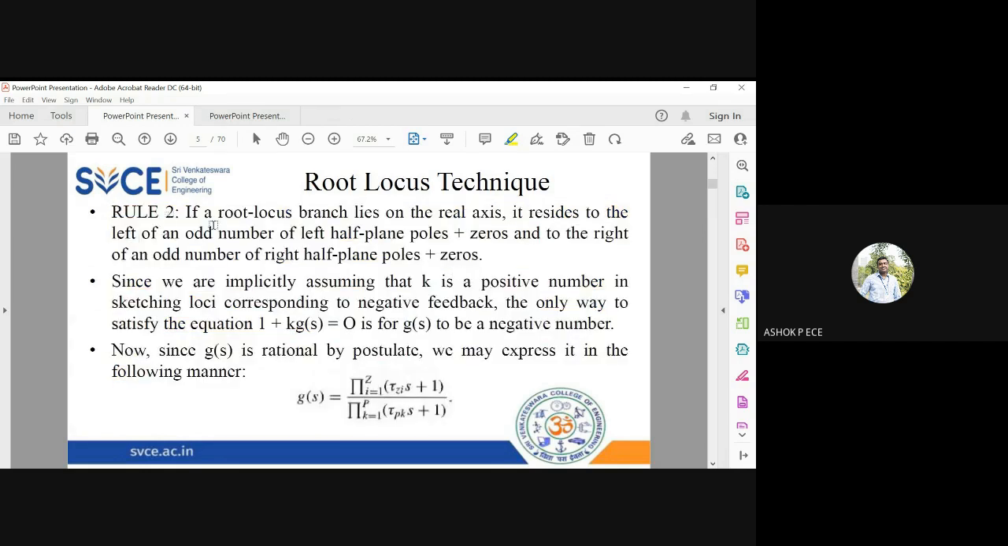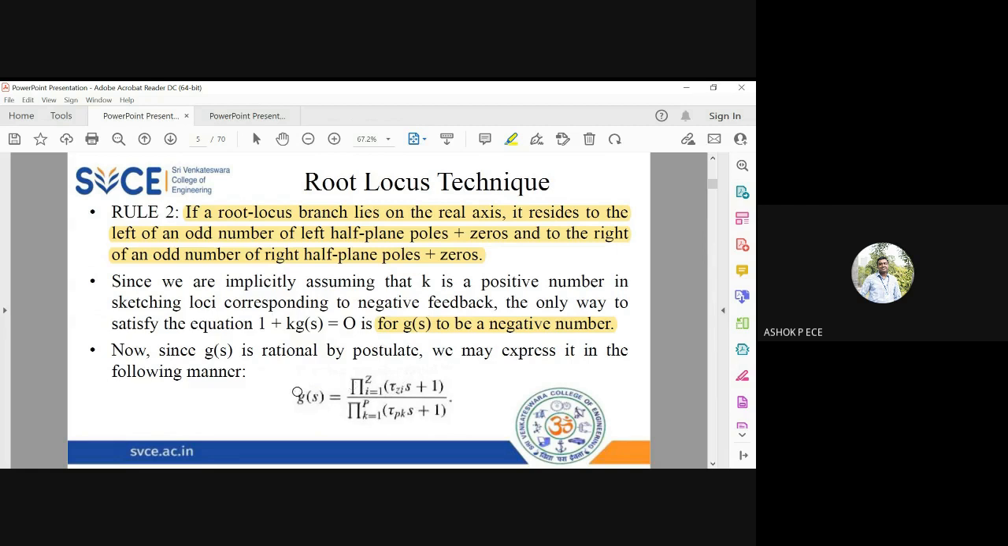Now rule number two: if a root locus branch lies on the real axis, it resides to the left of an odd number of left hand side poles plus zeros and to the right of an odd number of right hand poles plus zeros. This is just a statement and will not be clear, but if we see the mathematical implication, we can understand it easily. First, you have to find the pole. So 1 plus K times G(s) equals 0. So G(s) will be a negative number. K times G(s) will be equal to -1, or G(s) will be equal to -1 by K.